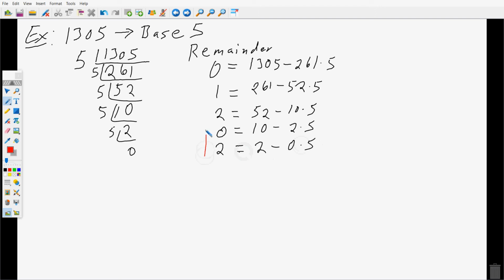Now read the remainders from the bottom up, which would be 2, 0, 2, 1, 0, and that's in base 5.